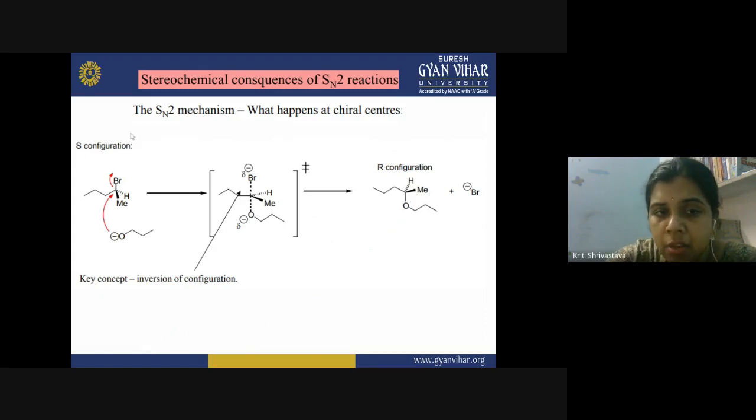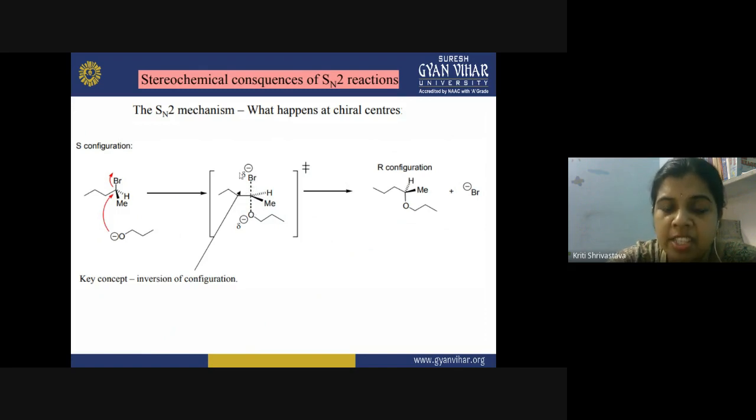So when this S configuration is there in the substrate molecule and the propoxide ion is attacking the carbon, now what will happen? Now see that in the transition state, you have this trigonal bipyramidal structure, and the propoxide ion is below the plane of the molecule and bromide is above the plane of the molecule. This is our transition state. And when the leaving group leaves the molecule, it will leave from above the molecular plane, right? It is present above the molecule, so it is leaving from there. But the attacking group is now present at a position which is just opposite to the earlier group present.